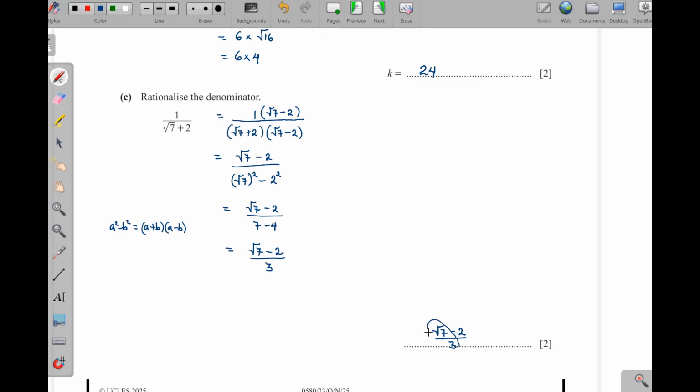So you can write root of 7 minus 2 out of 3. Or you can split it into 2. You say root of 7 over 3, then minus 2 out of 3, okay? Now, alternatively, suppose another person did this.